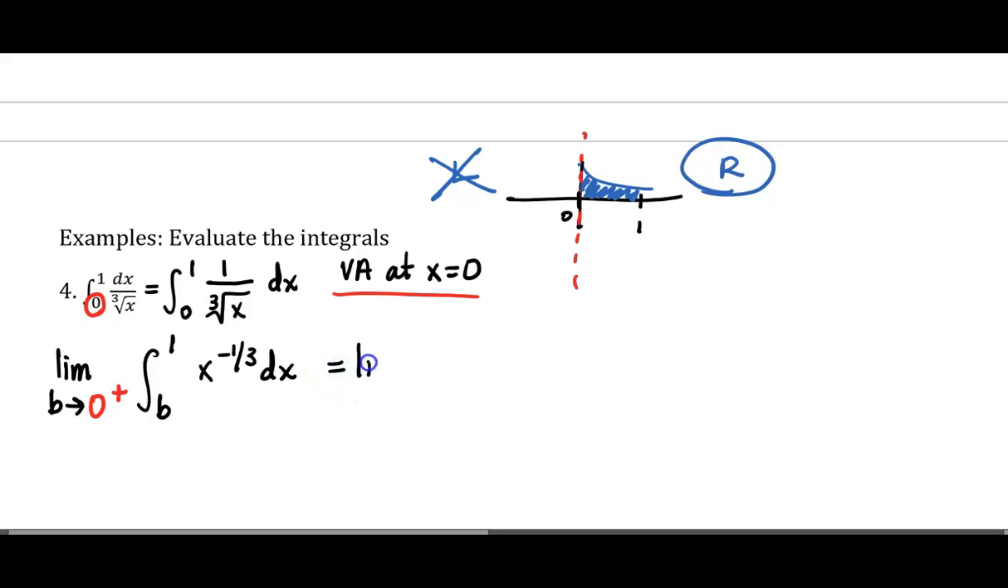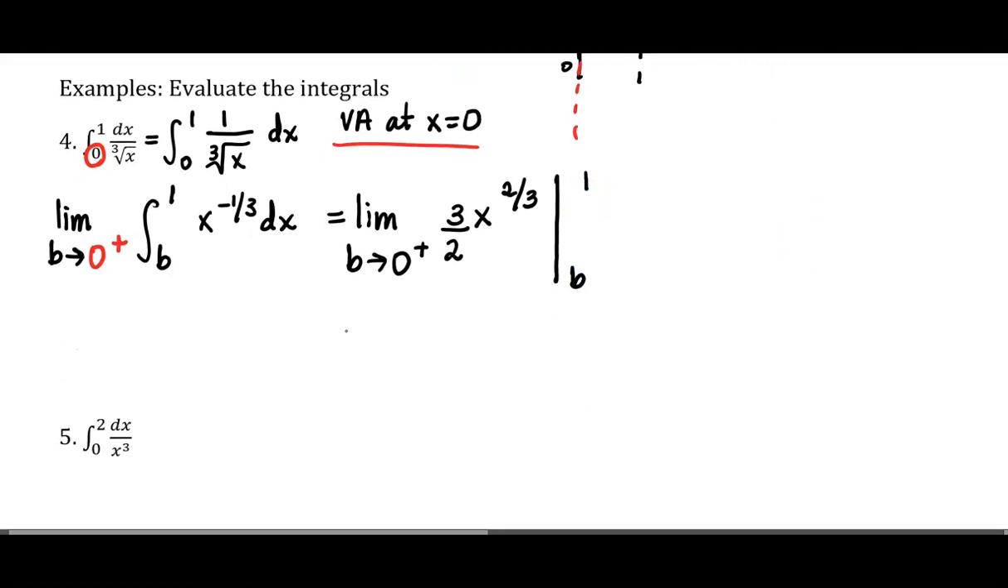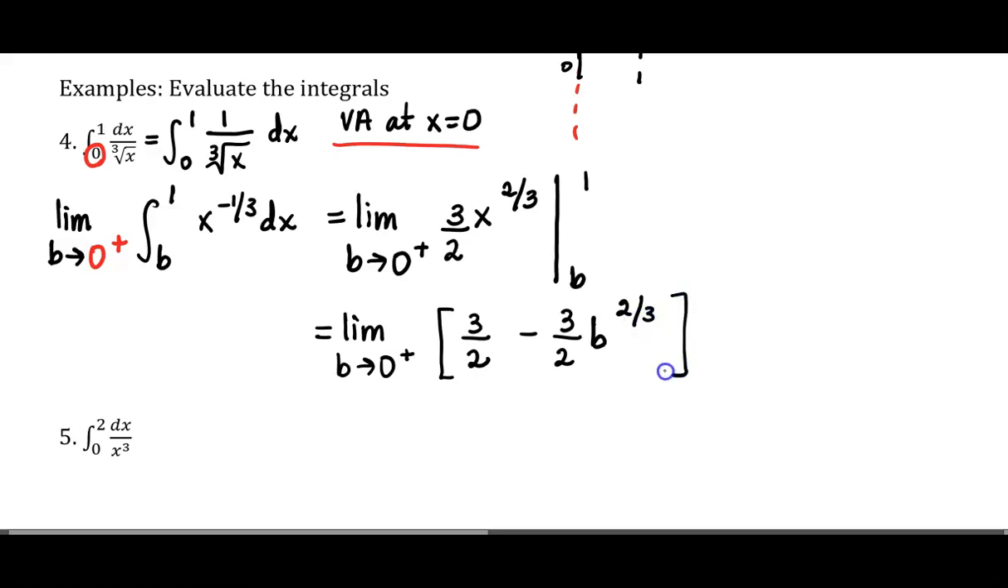We're going to increase our exponent by 1, so it will now be 2/3. And we will divide by our new exponent, which means we're multiplying by 3/2, and we will evaluate this from b to 1. We begin by plugging in our upper limit of 1, which would just give us 3/2, and then I will subtract and plug in my lower limit of b. And as b goes to 0 from the right, b to the 2/3 goes to 0, and this entire limit equals 3/2.